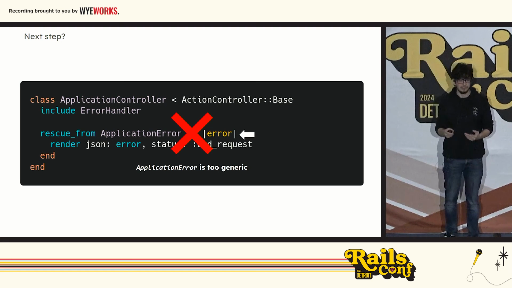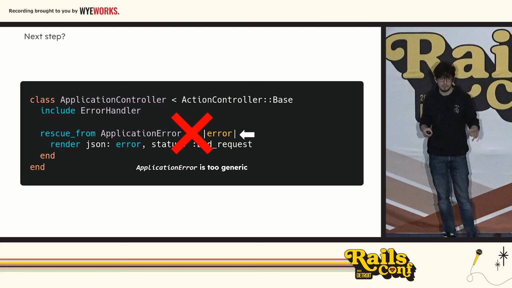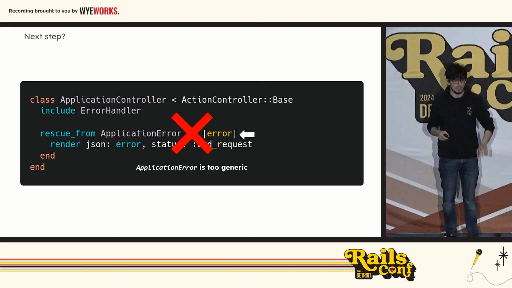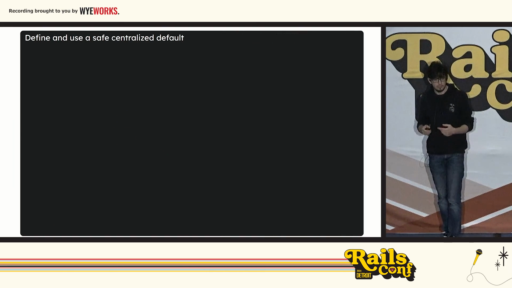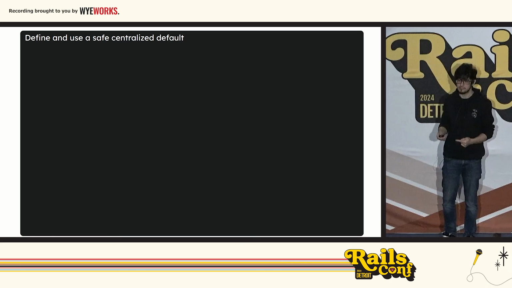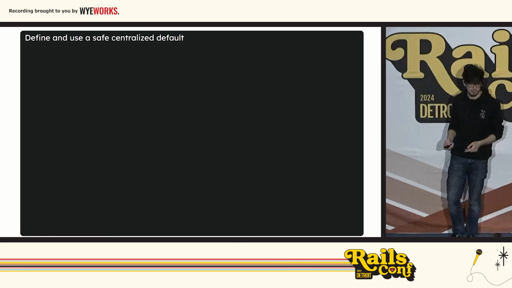The thing is that application error is too generic for that. Using application error here would have a similar effect to rescue from exception, which we spoke about at the beginning. That is something that we should avoid. So how do we define and use an actually safe and centralized default using a convention now?